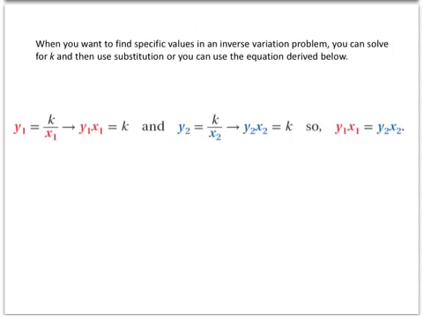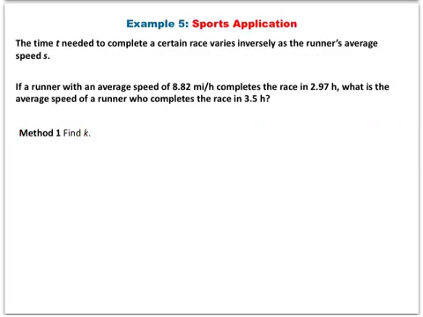When you want to find specific values in an inverse variation problem, you can solve for k and then use substitution, or you can use the equation derived below. So if we have y varies inversely as x, you can solve for k. Therefore, y1x1 equals y2x2. We're going to do the problems both ways.